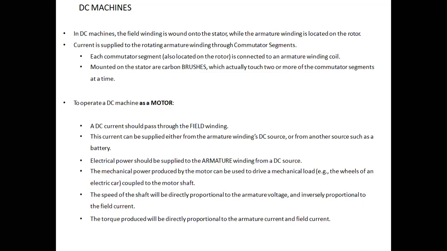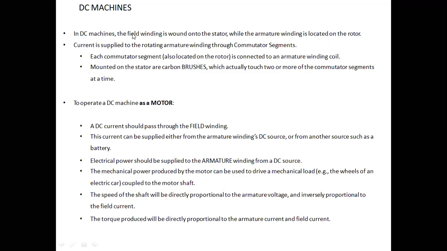Okay. So we are supposed to see how a DC machine will work as a motor. In the DC machine, we have the field winding, which is wound on the stator, while the armature winding is located on the rotor. Because when we see the construction, where is the armature winding? On the rotor part. But the pole is nothing but the stator, and the field winding is on the pole. So field winding is on the stator and armature winding is on the rotor.